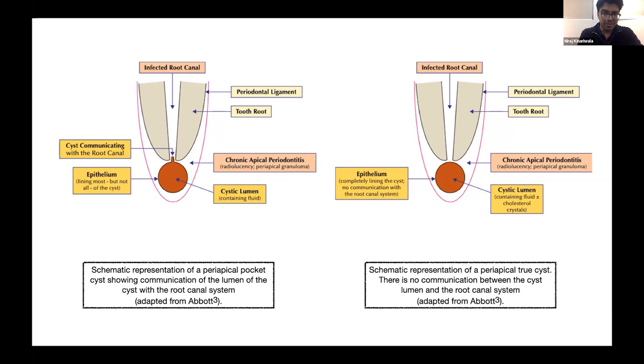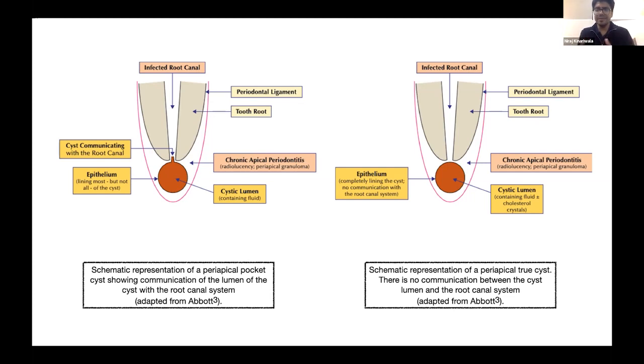On your screen, you can see two different schematic representations. In the first representation, there is a periapical pocket cyst due to the communication of the lumen of the cyst with the root canal system. These are the cases where, as a clinician, we don't need to opt for the surgical approach. With just the non-surgical approach, this disease can be resolved, only if the root canal system is disinfected properly.